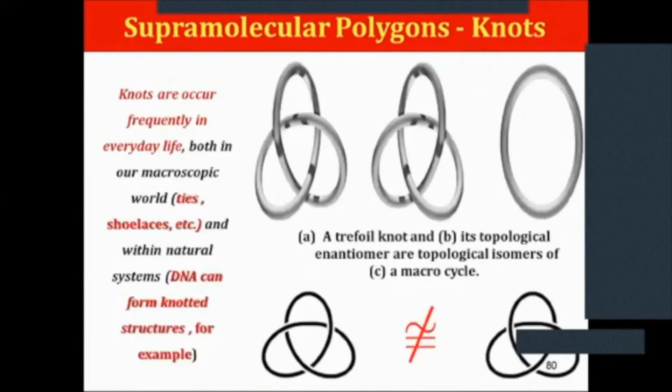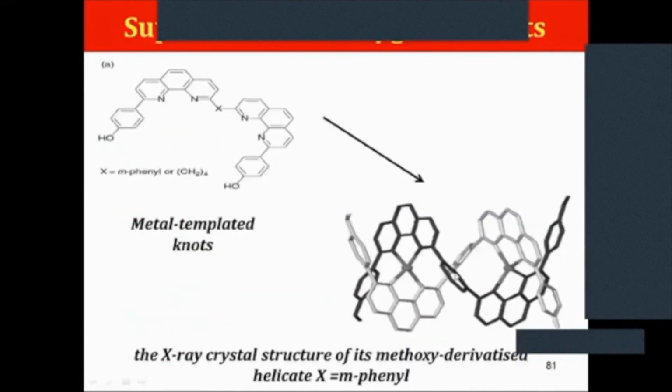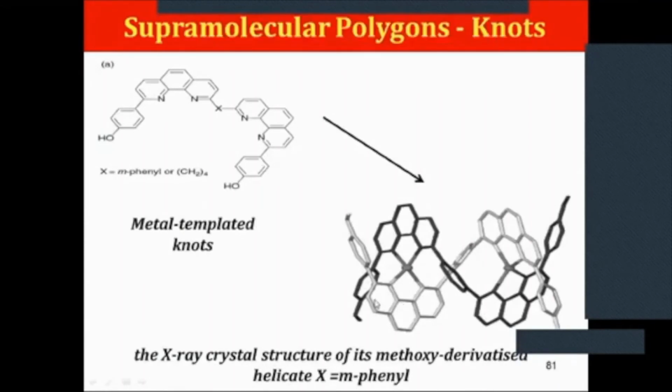The next one is knots. They occur frequently in everyday life, both in our macroscopic world, like your ties and your shoelaces, and even DNA forms knotted structures. You can see here, just like in Tamil, the letter E, and they are intrinsically chiral. This E is not equivalent to this one. So these both are chiral, they are called enantiomers. You can see here, if you take this phenanthroline molecule, with the help of a metal it forms a knot-like structure. They are called supramolecular polygon knots or chains or knots.